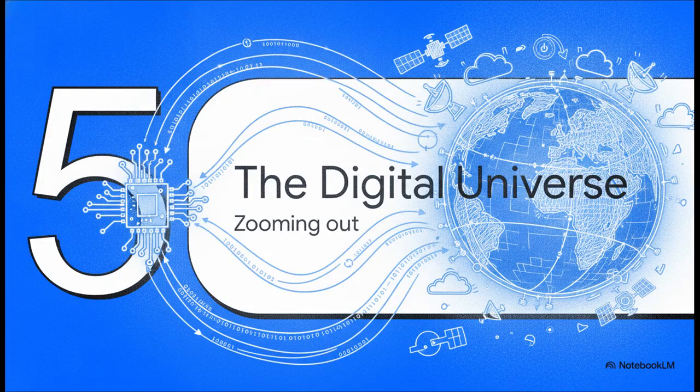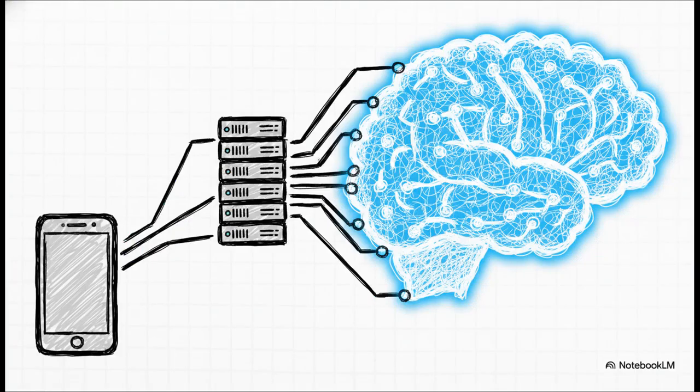Let's wrap up with Section 5, powering the digital universe, zooming out to a global scale. Let's zoom way out from that tiny microscopic transistor to see how this simple binary logic scales up to practically run the globe. The sheer scale is genuinely breathtaking.